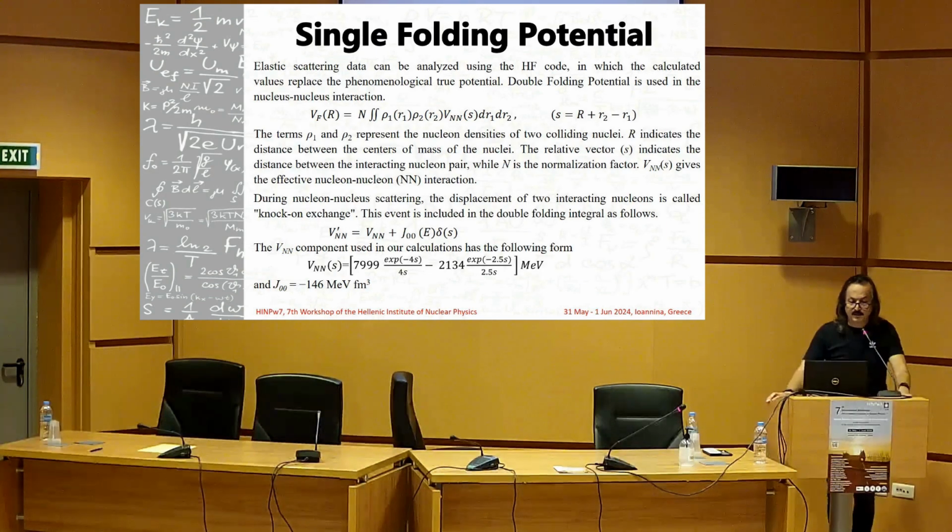Single folding potential. Elastic scattering data can be analyzed using the HF code, in which the calculated values replace the phenomenological real potential. The double folding potential is used in the nucleus-nucleus interaction. In the equation, the terms rho 1 and rho 2 represent the nucleon densities of the two colliding nuclei. R indicates the distance between the centers of mass of the nuclei. The relative vector s indicates the distance between the interacting nucleon pair, while N is the normalization factor, and v gives the effective nucleon-nucleon interaction.